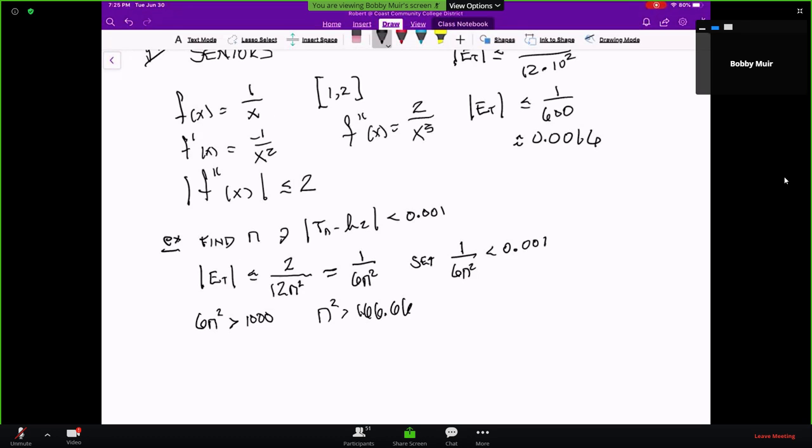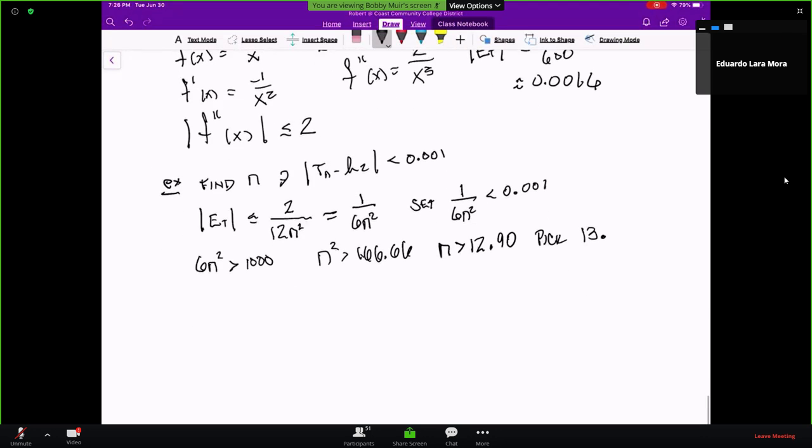and n needs to, did I do that right? 2/24n². It says n bigger than 12.90. Okay, so pick n equal 13. Hey, is the n² being greater than 166.66, or is it supposed to be 666.66? I just can't see what the first digit is supposed to be. It's 166, right? Yeah. Okay, cool. Gotcha. Yeah, so 6n² is bigger than 1,000. So 1,000 divided by 6 is that number. And then you take the square root of it. And I got 12.9, so pick n equal 13.